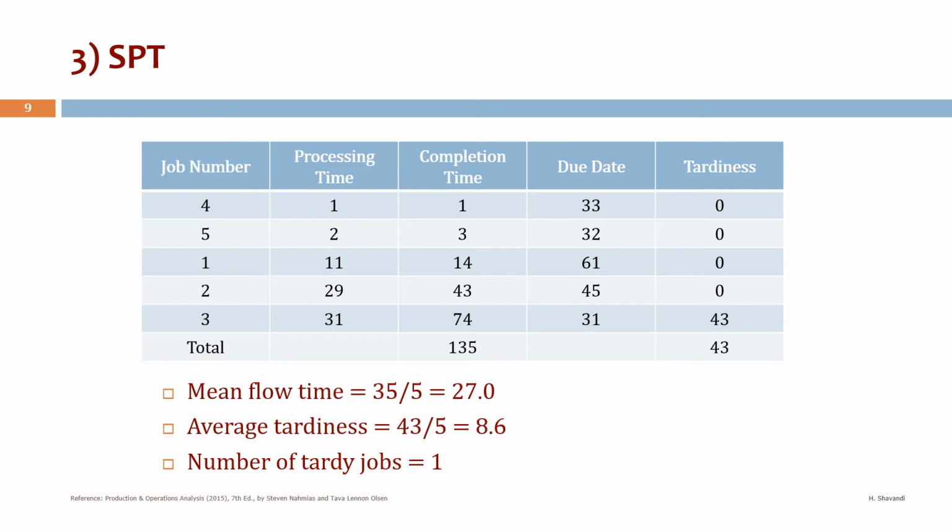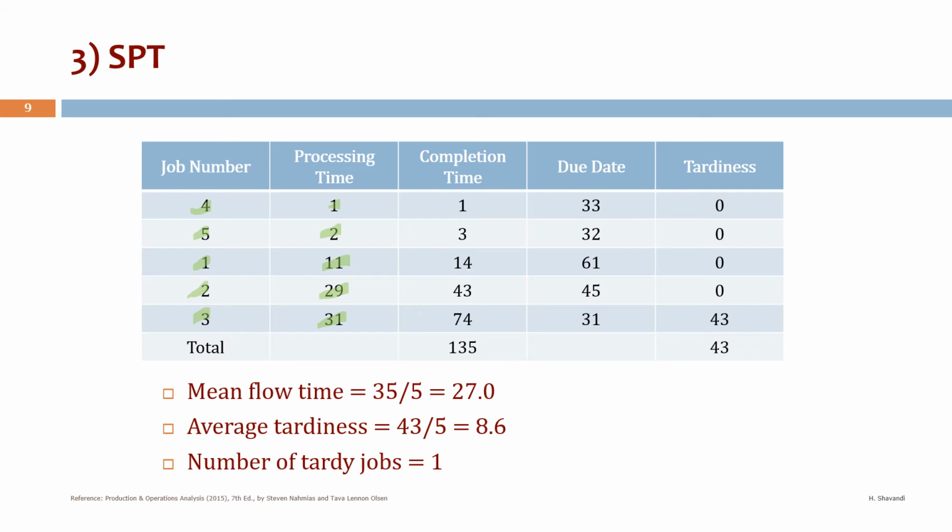SPT, shortest processing time. Here we order the jobs in ascending order of their processing time. As you see here, the shortest processing time is 1, and then 2, 11, 29, and 31. By this sequence, we will process job number 4 first, and then job number 5, and then job number 1, and then job number 2, and in the last job number 3.